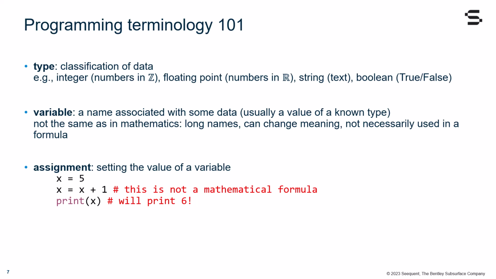The following assignment is better read as 5 is assigned to the variable x. The second line is not a mathematical formula, and that is why with Python, this has a meaning. It can be read as x plus 1, whatever value x has, is once again assigned to the variable x. This means that the value of the x variable will be 6 if and when we choose to print it.